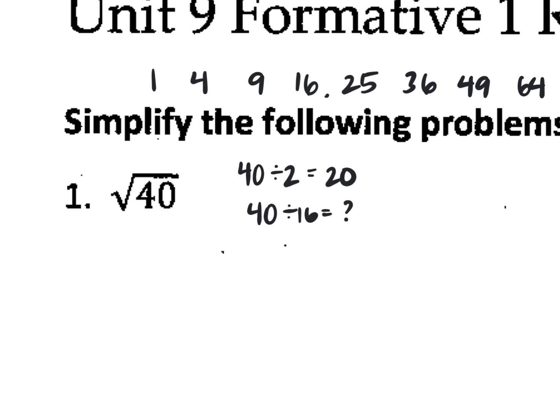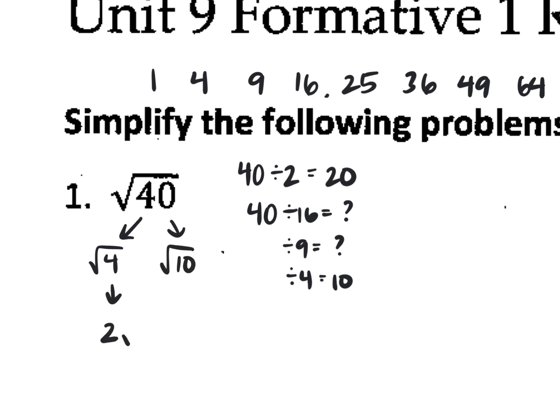No, it will not. Now we'll try 9. Does 9 work? Nope. So 4, yes, you get 10. So we're going to split 40 into the square root of 4 times the square root of 10, which if you simplify that gives you 2 square root of 10 for your final answer.